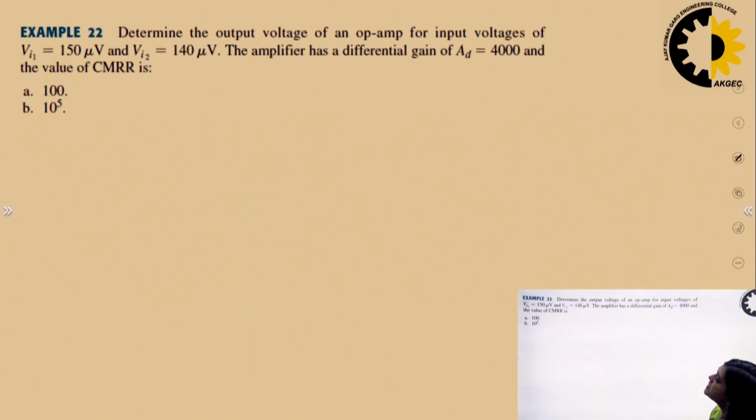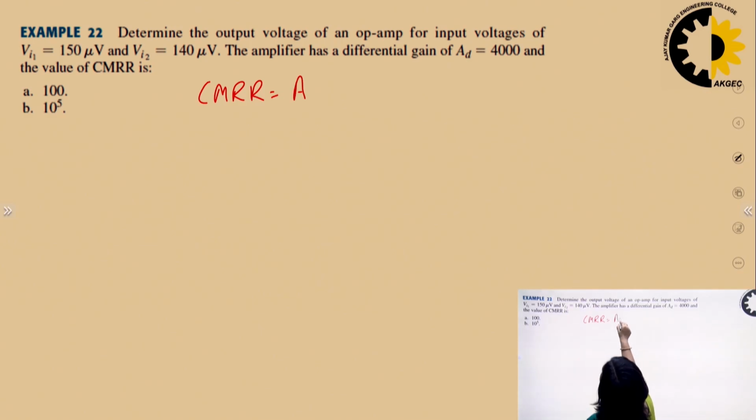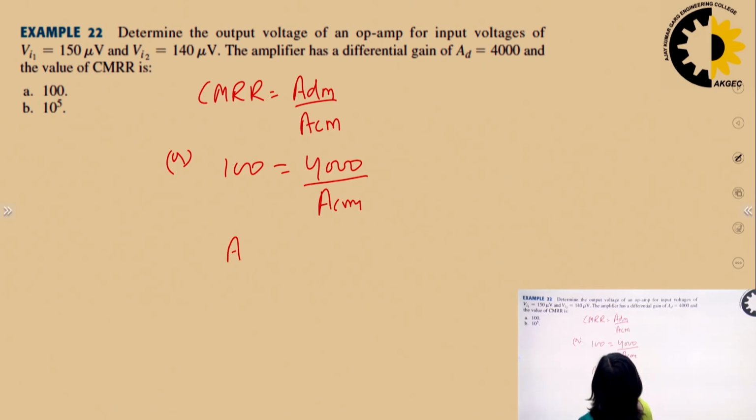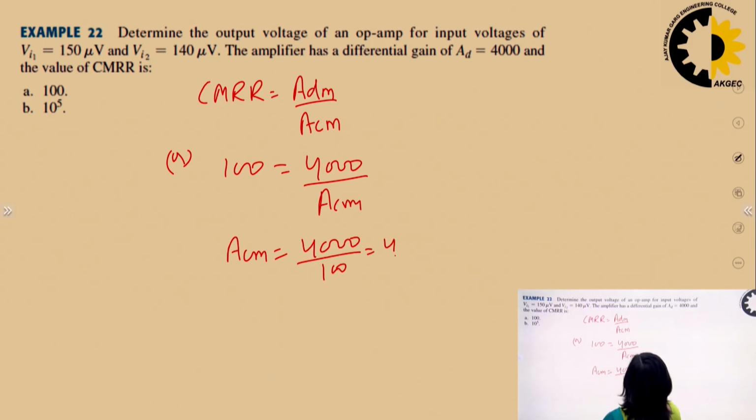Now the next is the CMRR. CMRR is the common mode rejection ratio, and it is the ability of the op-amp to reject the common mode signal and to amplify the differential mode signal. So CMRR is equal to ADM upon ACM. CMRR is given in the question as 100, and ADM is 4000. So we can find the value of ACM, which will be 4000 upon 100, that is 40.